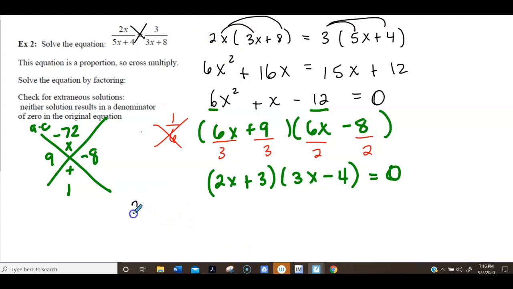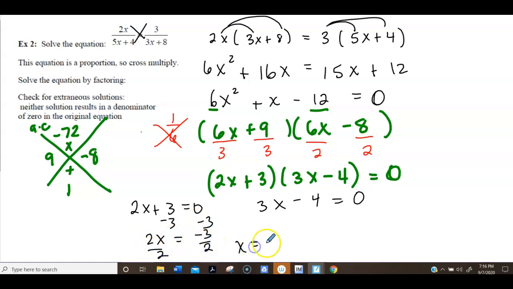All right, so you put each of those equal to 0 and you solve. So I'm going to go ahead and put 2x plus 3 equals 0, and 3x subtract 4 equals 0. You subtract 3 here, and then you'll divide by 2. That's going to give me x equals negative 3 halves. I kind of ran out of room here, so I'll just write the solution. X equals, add the 4, divide by 3. So your two answers are negative 3 halves and 4/3.